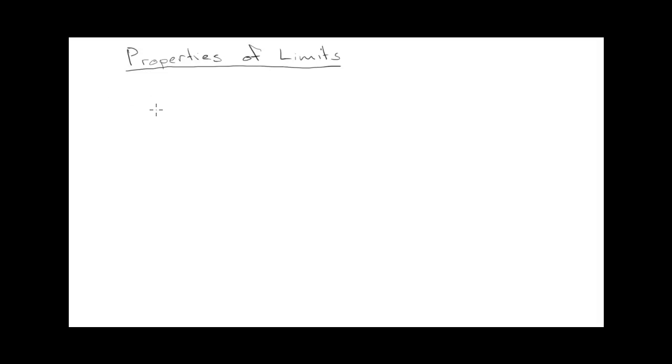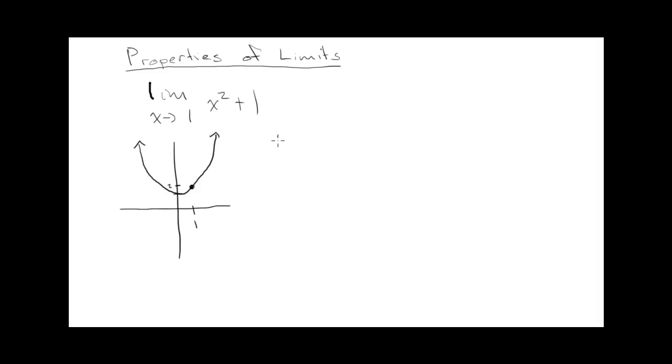Just to motivate this, remember last time we had an example, I don't know if this was the exact example, but it was something like the limit as x goes to 1 of x squared plus 1. We knew the graph looked like a parabola shifted up 1. We want to do the limit at 1, and you probably know that f at 1 is equal to 2. At 1, this function is equal to 2.